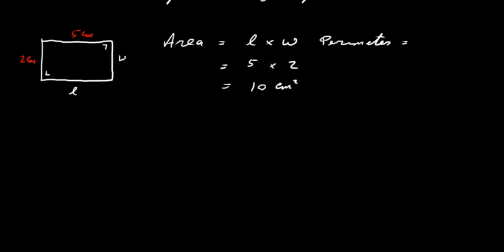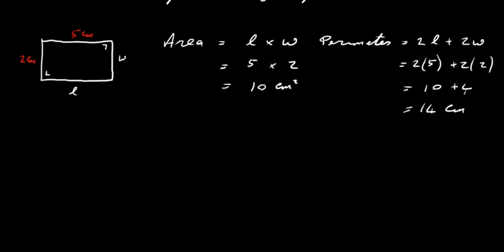The perimeter here is just the distance that you go from here, across here, down, across, and back up again. So if you were to walk from here all the way around the edge of this shape, how far would you walk? So you would have to walk 5 centimeters, 2 centimeters, 5 centimeters, 2 centimeters. So in other words, you'd have to walk 2 lengths and you'd have to walk 2 widths. So in this particular case, it would be 2 times 5 plus 2 times 2. So that's just 10 plus 4, which is 14 centimeters. You would walk 14 centimeters all around the edge of this shape.